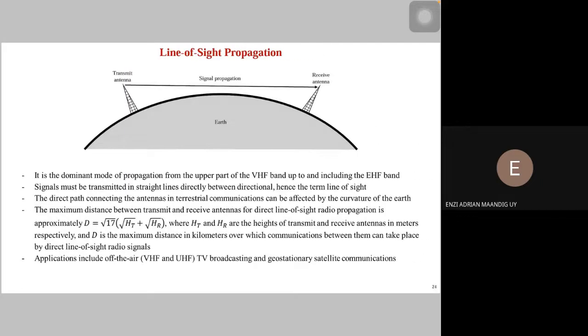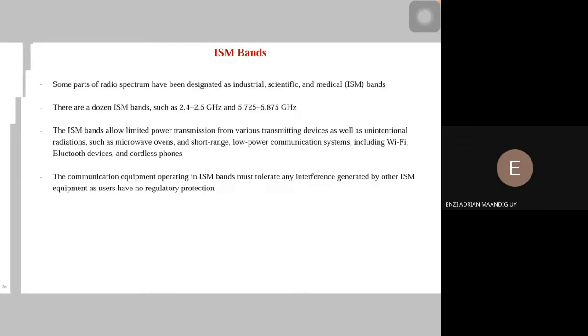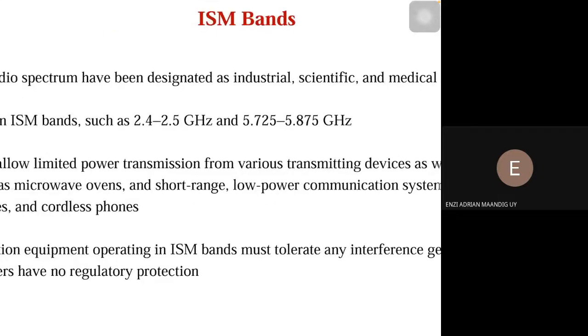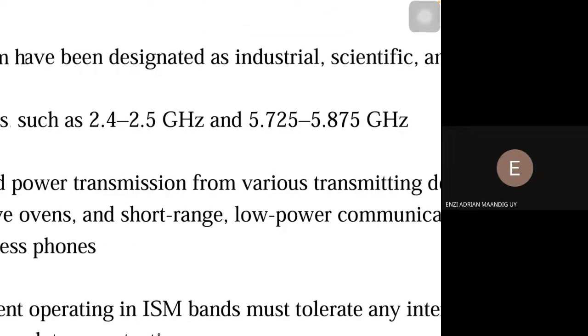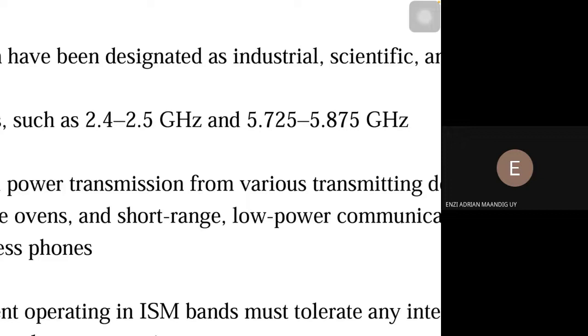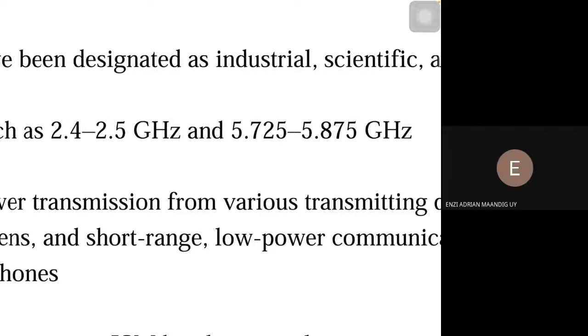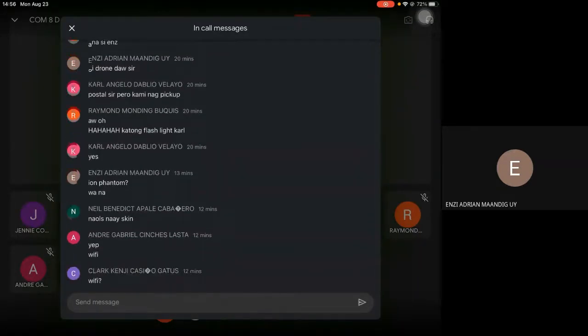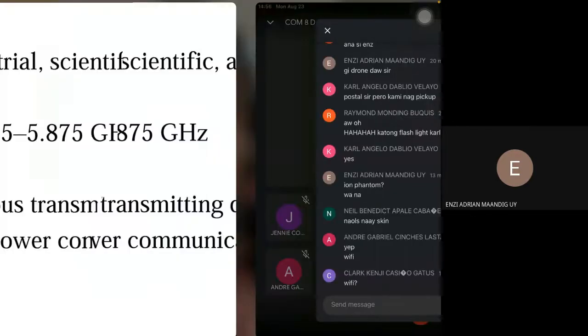So you have line of sight communication. ISM band is what we mean by ISM: industrial, scientific, and medical bands. The ISM bands are 2.4 to 2.5 gigahertz and 5.7 to 5.8 gigahertz. Are these ranges of frequencies familiar? We usually see them. Or what are they? Yes, Wi-Fi. Good, the frequency of Wi-Fi.